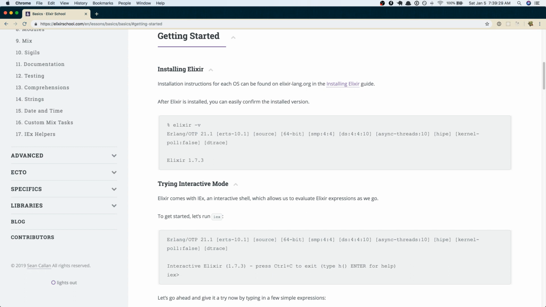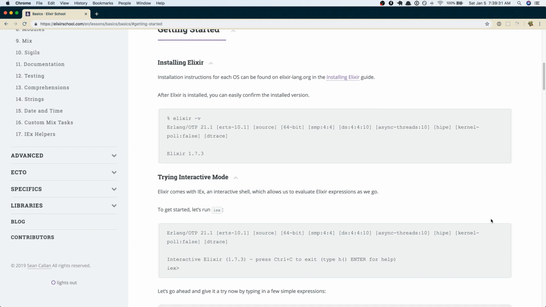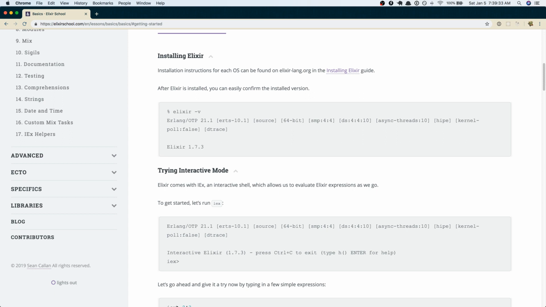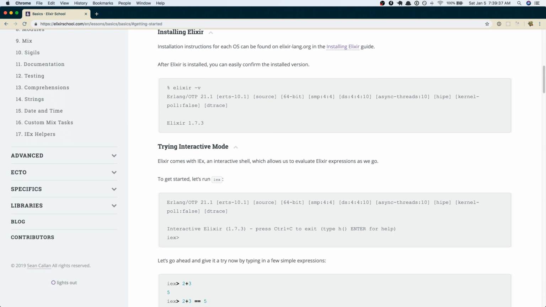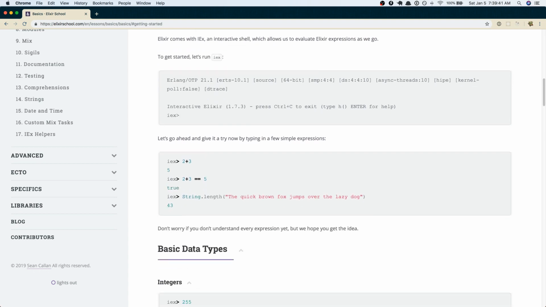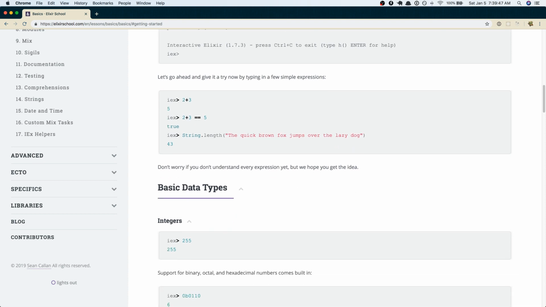Try interactive mode. Elixir comes with IEx, an interactive shell that allows us to evaluate Elixir expressions as we go. To get started, let's run IEx. Let's go ahead and give it a try by typing a few simple expressions. Don't worry if you don't understand every expression yet, but we hope you get the idea.